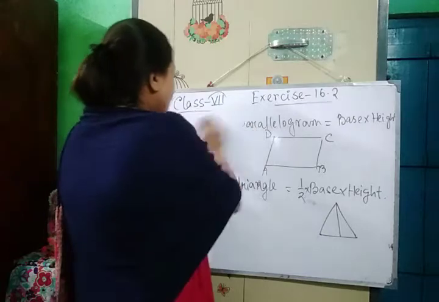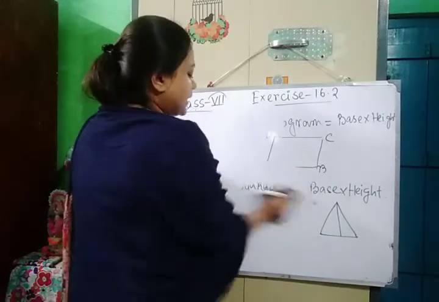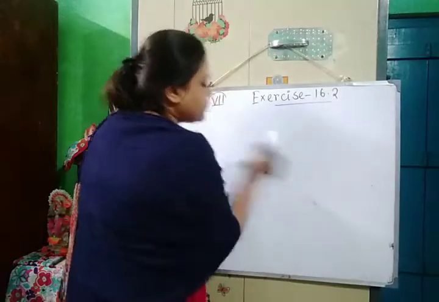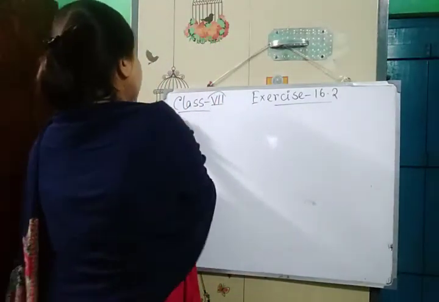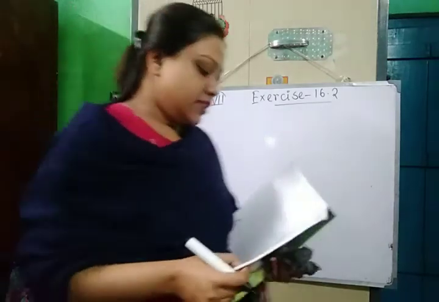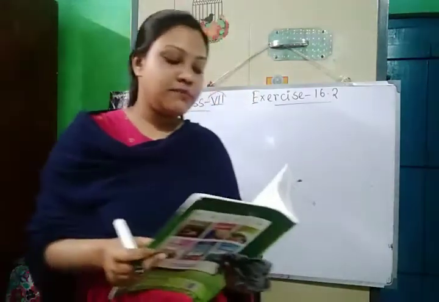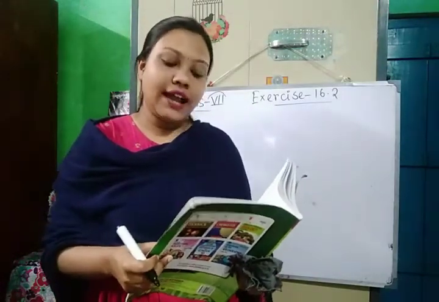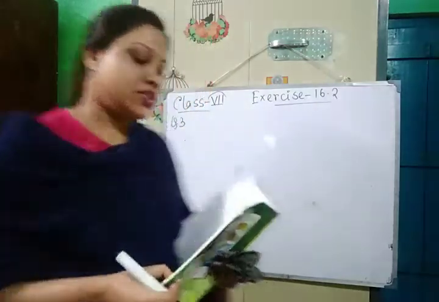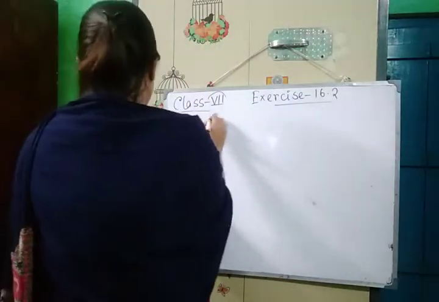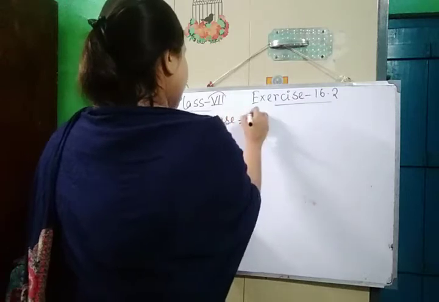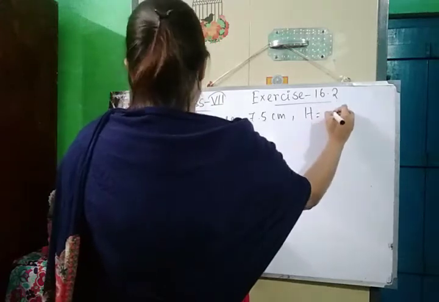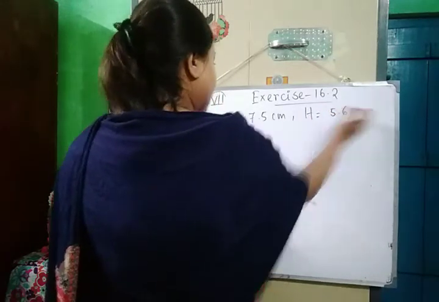Okay. So now we will start the exercise and directly I am starting from question number 3. Question number 3, Roman A, find the missing values. Area of parallelogram we need to find out. The base and the height are given. So Roman 1 base is given as 7.5 centimeter, and height h, I am writing h for height, is given as 5.6 centimeter.